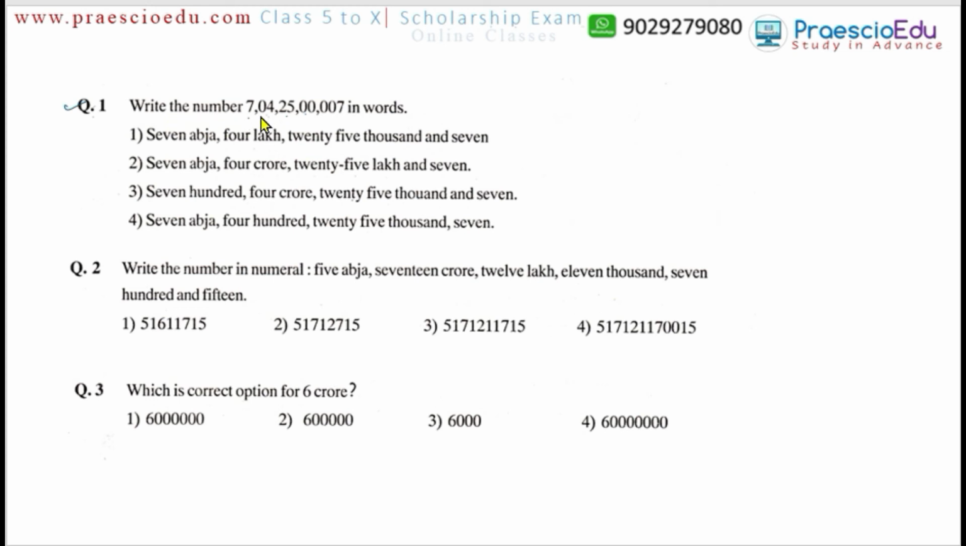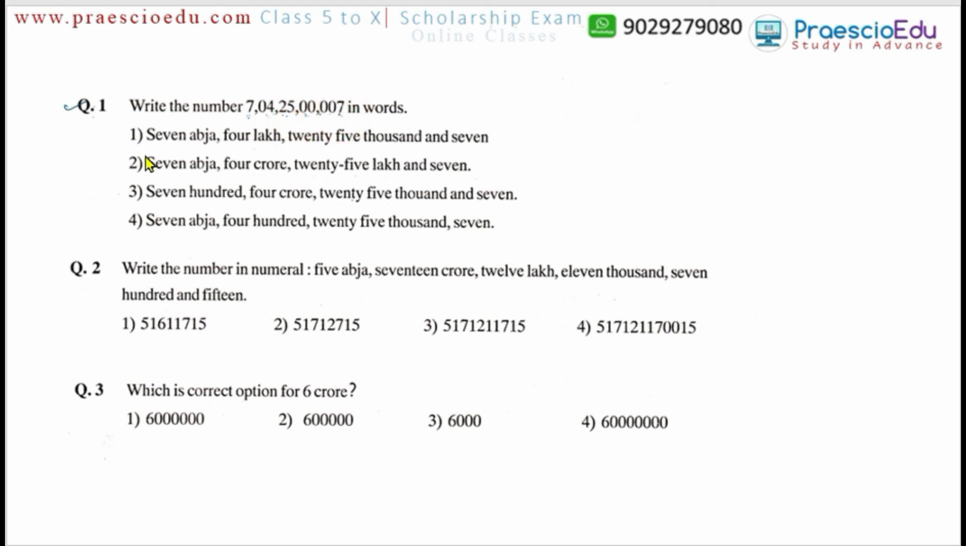Now we will read this number. 7 abja, 4 crore, 25 lakh, then 0,000. So no need to speak about thousand. Even in the hundreds place, 0 means no need to speak. Then 10 plus 0 is given, then directly the unit 7 is mentioned, so we will directly say the 7. Once again I am reading: 7 abja 4 crore 25 lakh 7.